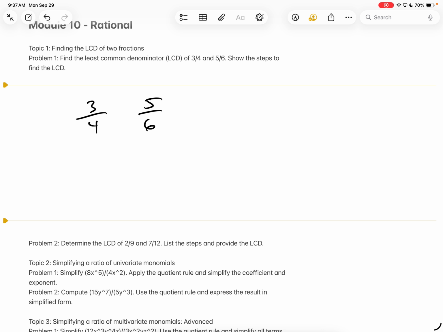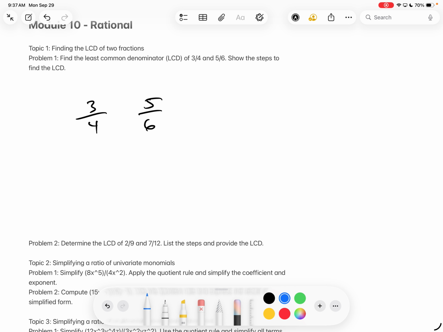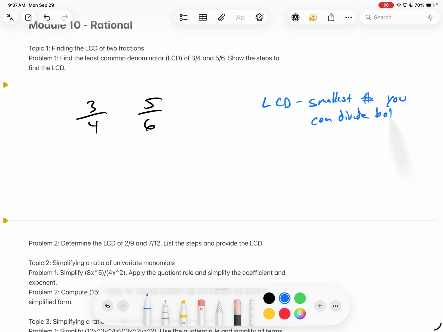The least common denominator, the way that I think about it, is least is smallest. So it's the smallest number you can divide both by. The smallest number that you can divide both of these by.